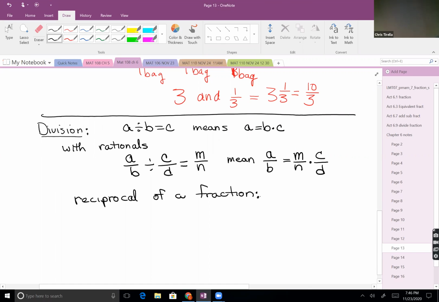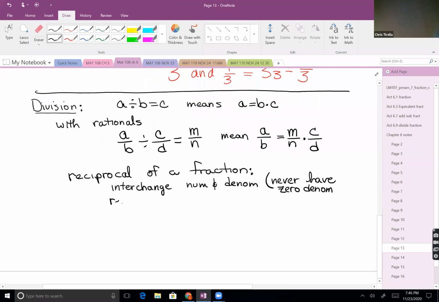And to get the reciprocal of a fraction, I interchange the numerator and the denominator, always being sure that we can never have a 0 denominator. So the reciprocal of A over B is B over A.